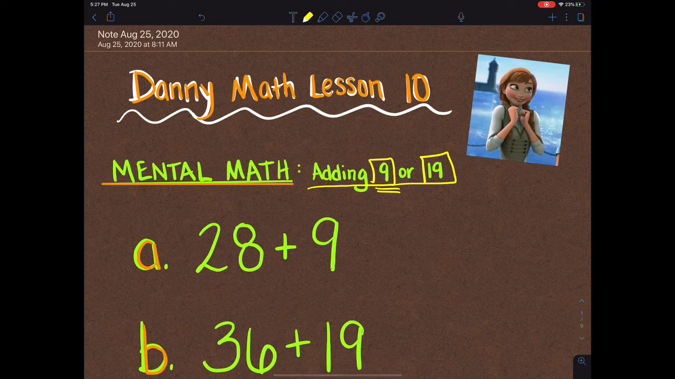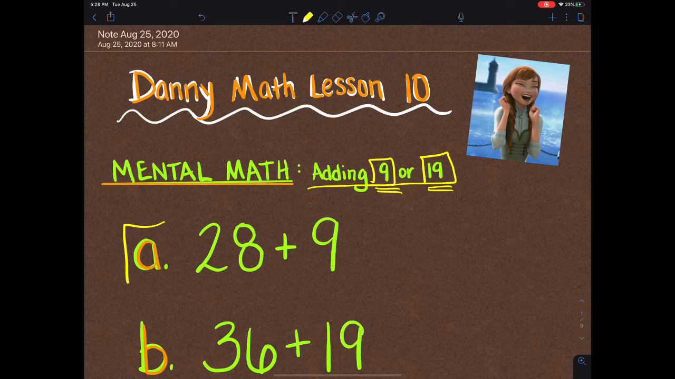When you add 9, in your head you add 10, and then you say, well, 9 is 1 less than 10, so you'll subtract 1 from the final answer that you get. Same with 19, it's the same kind of concept, but in your head you add 20, and then you think, well, 19 is 1 less than 20, so the answer is going to be 1 less than whatever you get. All right, so let's try it and see how you do.